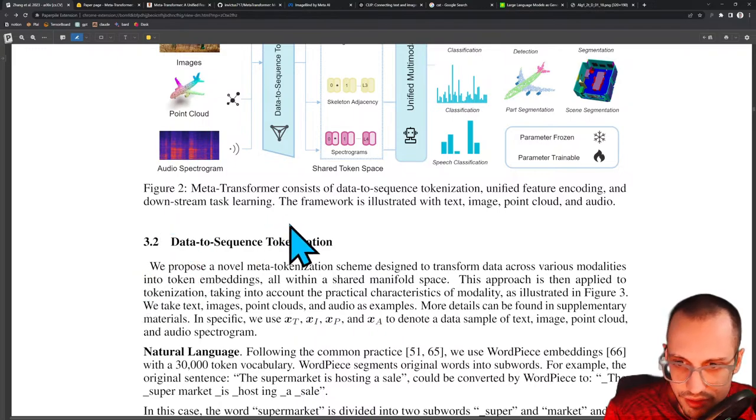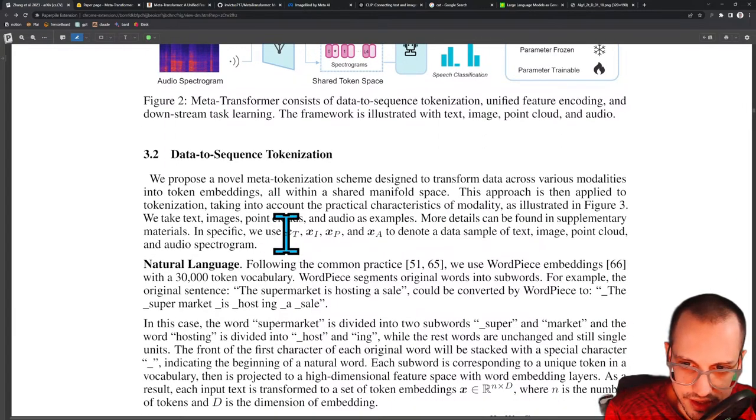We propose a novel meta-tokenization scheme designed to transform data across various modalities into token embeddings, all within a shared manifold space. This approach is then applied to tokenization, taking into account the practical characteristics of each modality as illustrated: text, images, point clouds, and audio. And I guess this corresponds to X, with text, image, point cloud, and audio being what the subscripts here represent. We use WordPiece embeddings with a 30,000 token vocabulary.